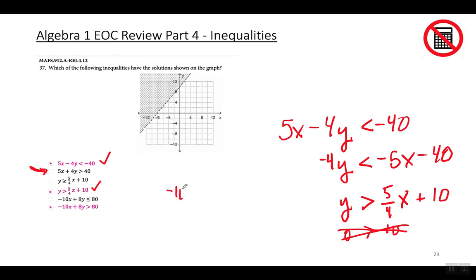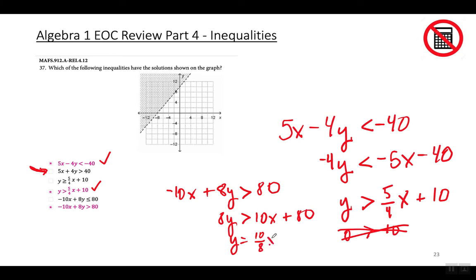The last one says: -10x plus 8y greater than 80. If I put it in slope-intercept form, it'll be 8y greater than 10x plus 80. Now I divide by 8, and it'll be y equals 10 over 8x plus 10. When I simplify the 10 over 8 by dividing the top and the bottom by 2, I get 5 over 4. So it's the same equation as this one.